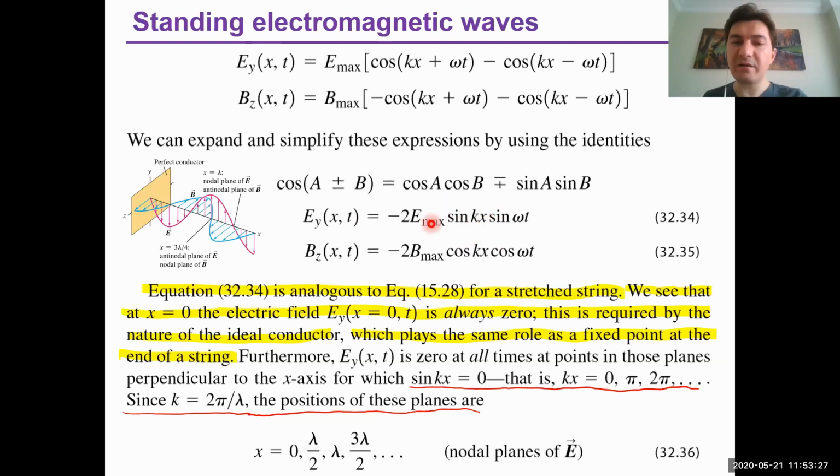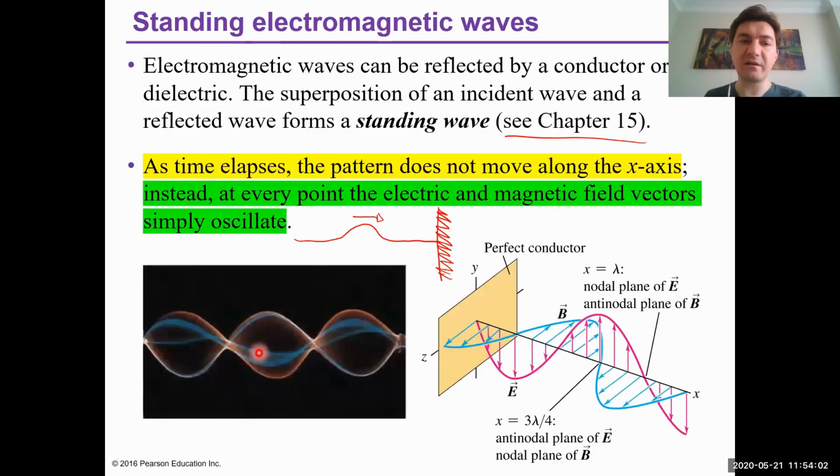What else? Instead of x, if you put pi, if you put 2 pi, this sin again will be zero, right? Sin 0 is 0, sin pi is 0, sin 2 pi is 0, okay? So these values of kx will give us zero electric field. So what is the meaning of that zero electric field? These are the nodes of the standing waves, okay?